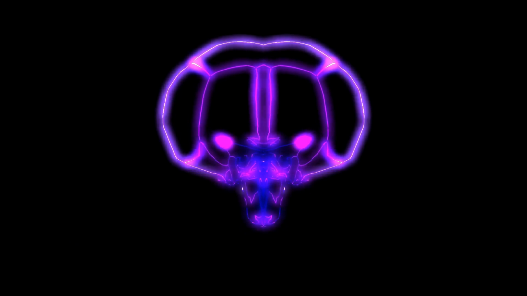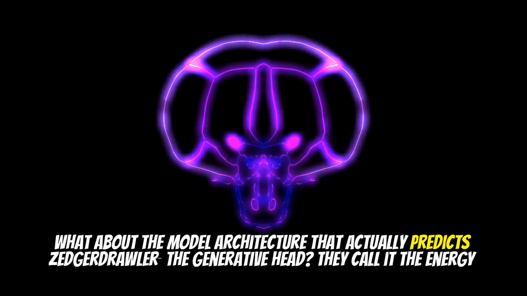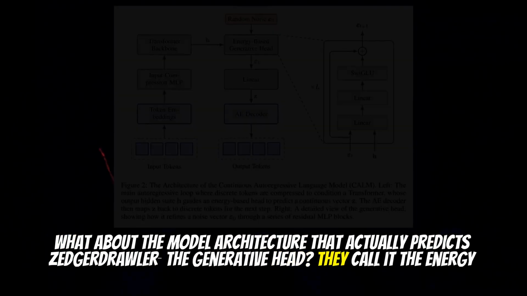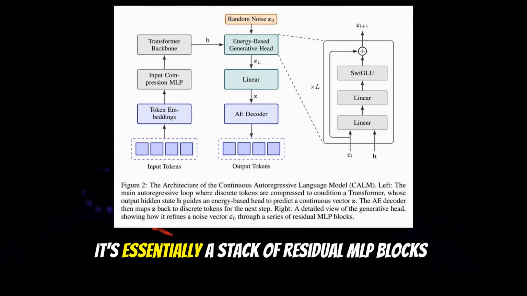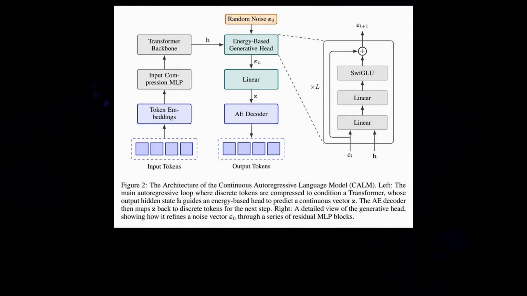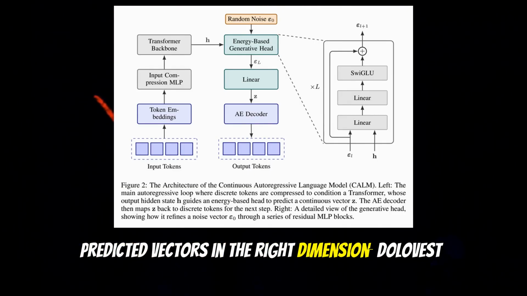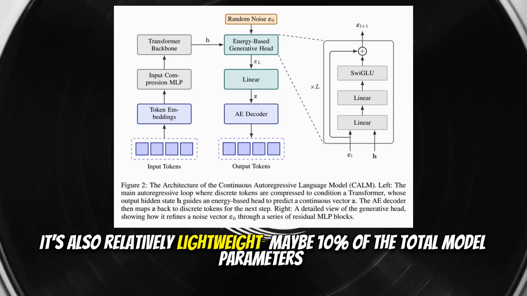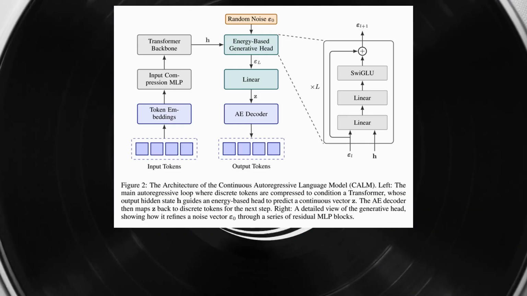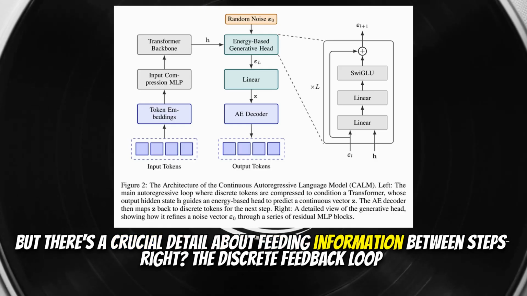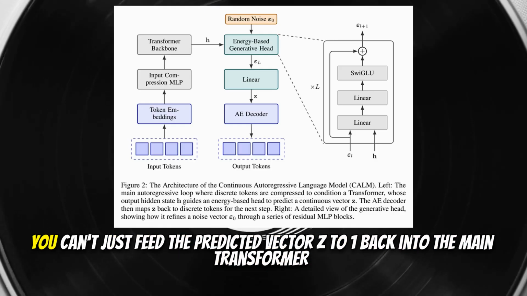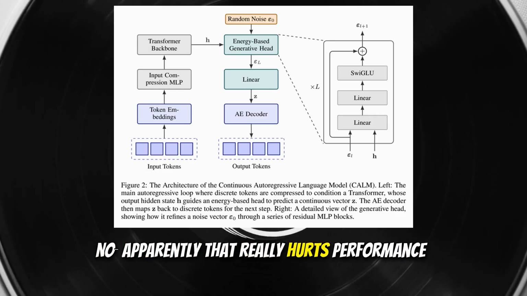Okay, that's the loss. What about the model architecture that actually predicts the vector z, the generative head? They call it the energy transformer. It's essentially a stack of residual MLP blocks. It takes the transformer's hidden state from the previous step and an initial random noise vector and processes them to output the predicted vector z in the right dimension. It's also relatively lightweight, maybe 10% of the total model parameters. But there's a crucial detail about feeding information between steps, right? The discrete feedback loop. You can't just feed the predicted vector back into the main transformer. No, apparently that really hurts performance.